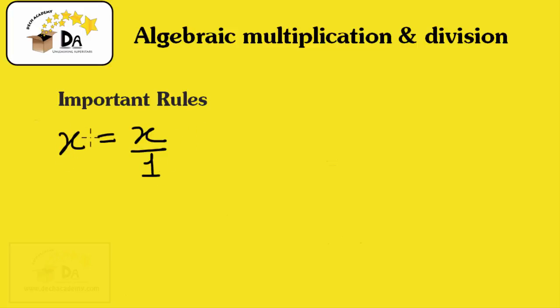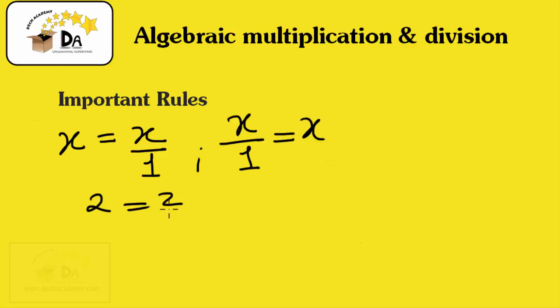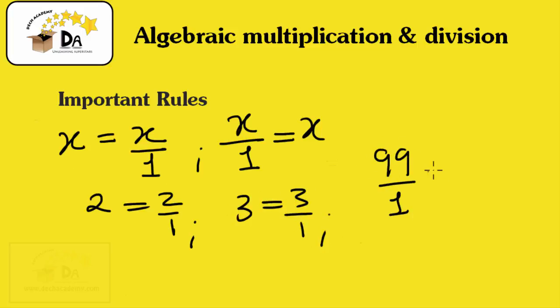Any variable or number can be written as a fraction just by dividing it by 1, because dividing any number or any variable by 1 doesn't change anything. So for instance, let's write it the other way as well. Any variable divided by 1 is itself. 2 is the same thing as 2 over 1. 3 is the same thing as 3 over 1. 99 over 1 is the same thing as 99. Dividing by 1 doesn't change anything.